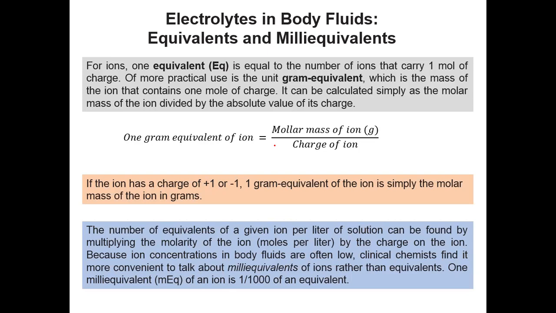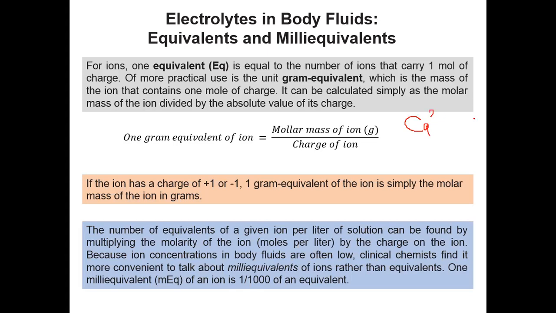Okay, so simply, if we want to find what is the 1 gram equivalent of an ion, we just need to take the molar mass and divide it by the charge on the ion. For example, for sodium, the gram equivalent and molar mass are the same because the charge of sodium is just 1, right? But let's say you take calcium. Calcium has a charge of 2 plus.